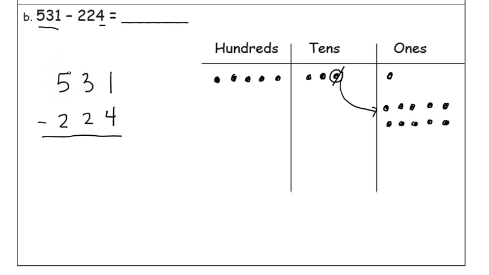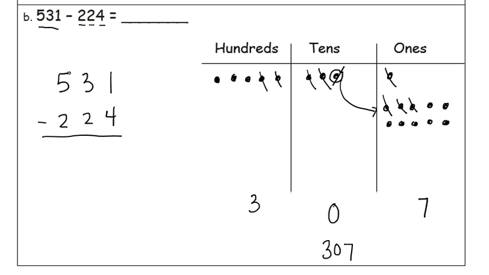Now I have 11 ones and I could subtract 4 of them, and I'll cross off the 4 that I'm going to subtract. When I do that, that leaves me with 7 ones. Now moving to our tens column, we need to subtract 2 tens. So I'll cross off the 2 that were left. That leaves us with 0 tens. In my hundreds column, I need to subtract 2 of those. I'll cross those off. That leaves us with 3 hundreds. My final answer is 307.